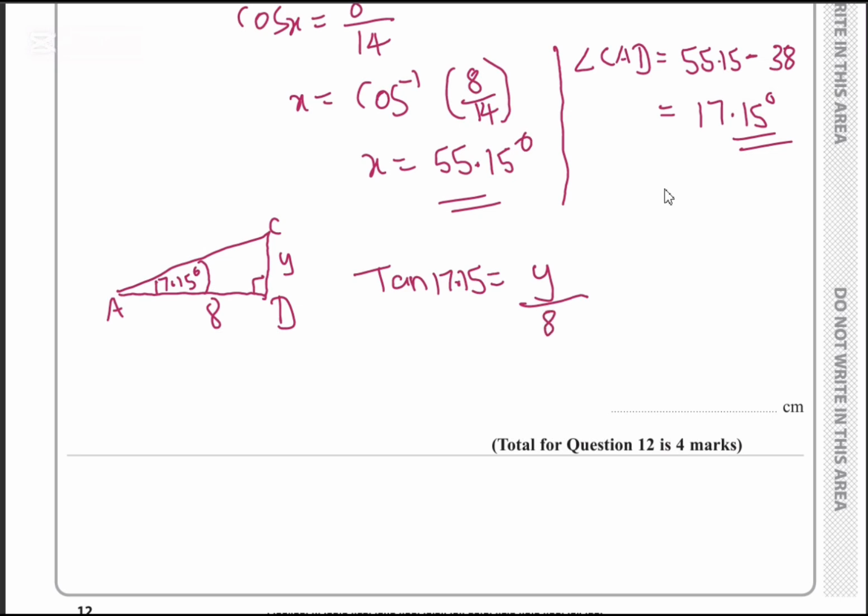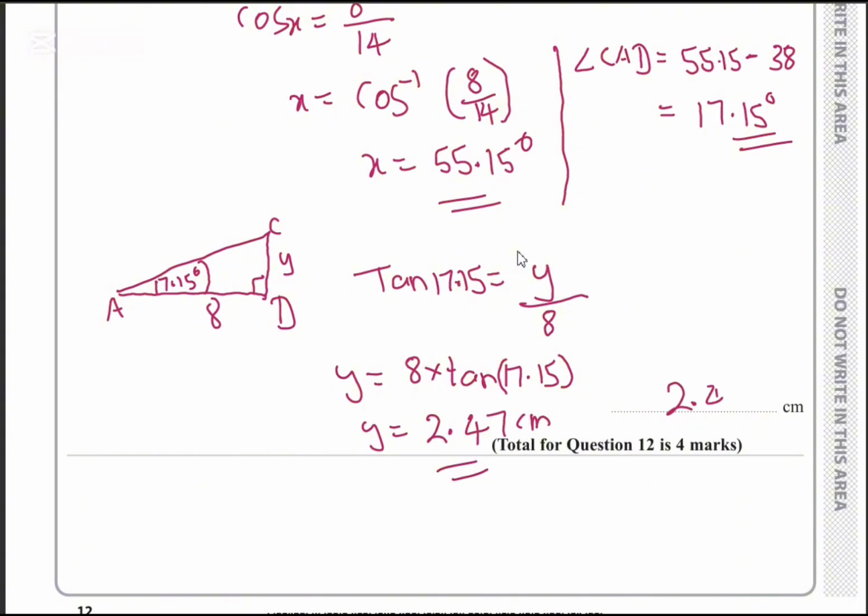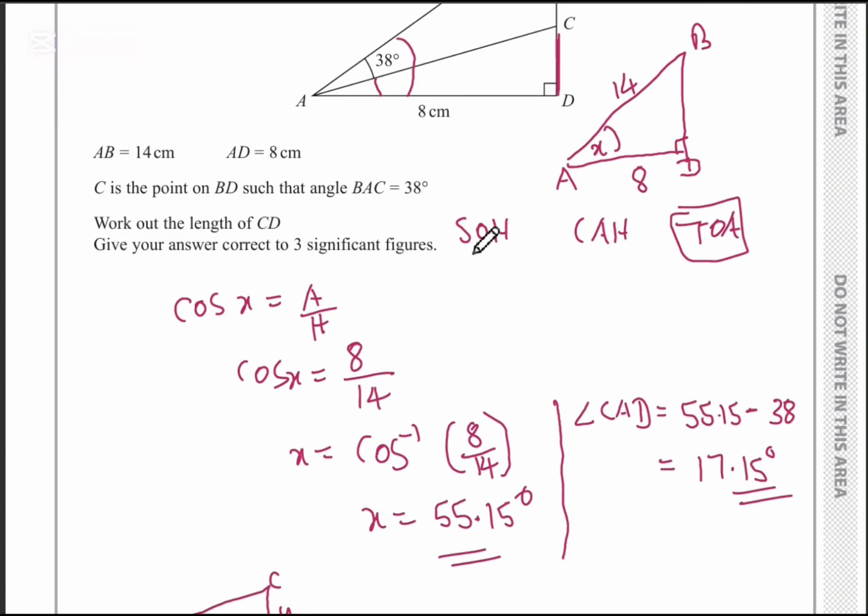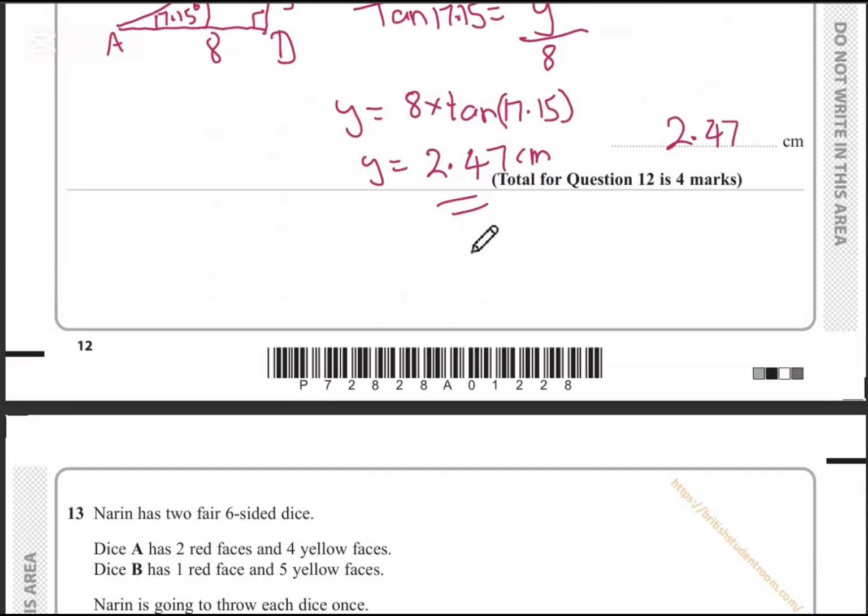Now how do I find y? I would simply multiply these two out, and that would give me an answer of y equals 8 multiplied by tan 17.15, and this should be put within brackets in your calculator. This gives me an answer of 2.47. If I round to two decimal places or 3 significant figures, it gives me 2.47 centimeters. Hope you understood this question. Let's move into the next question.